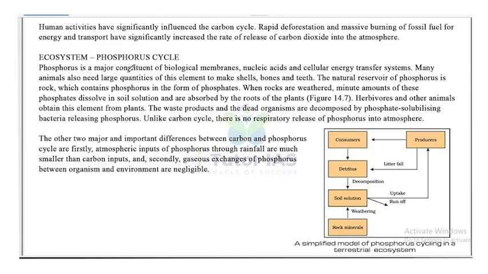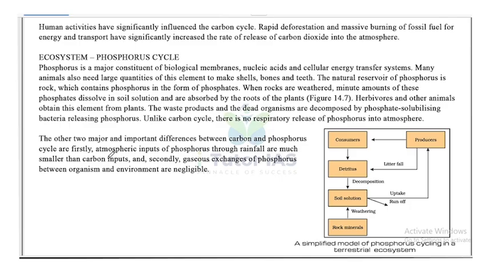Now let's see how the phosphorus cycle happens in the ecosystem. Phosphorus is a major constituent of biological membranes, nucleic acid and cellular energy transfer systems. Many animals also need large quantities of this element to make shells, bones and teeth. The natural reservoir of phosphorus is rock, which contains phosphorus in the form of phosphates. That's why, as we have seen, it's called a sedimentary cycle.